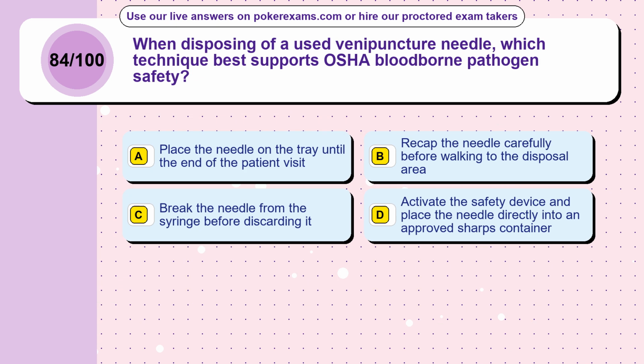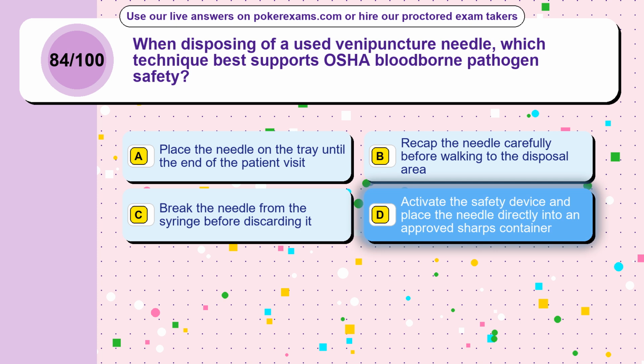Question 84. When disposing of a used venipuncture needle, which technique best supports OSHA bloodborne pathogen safety? Option A. Place the needle on the tray until the end of the patient visit. Option B. Recap the needle carefully before walking to the disposal area. Option C. Break the needle from the syringe before discarding it. Option D. Activate the safety device and place the needle directly into an approved sharps container.